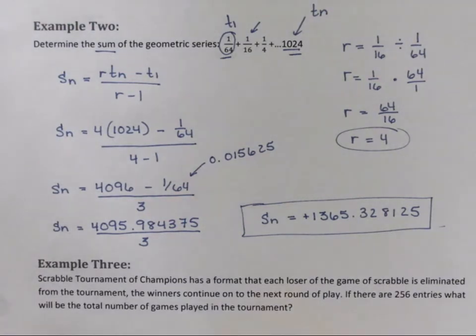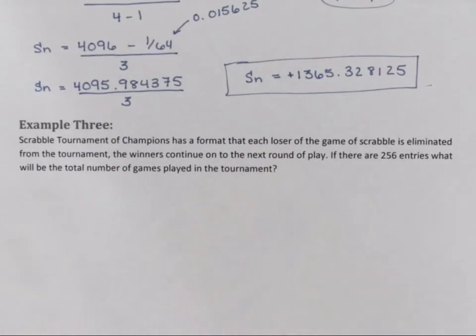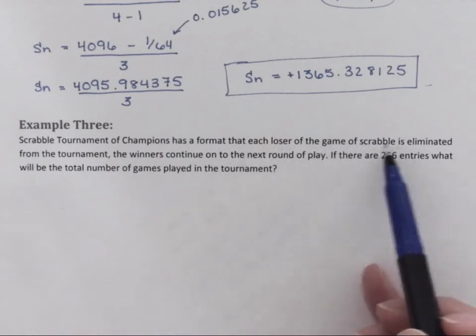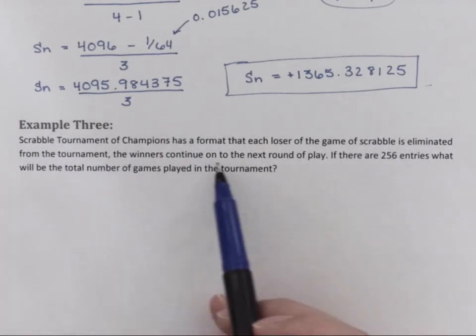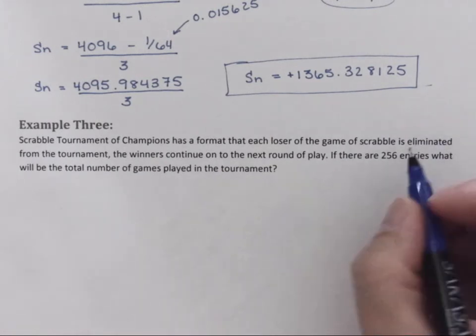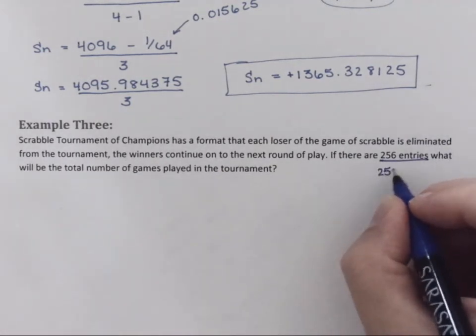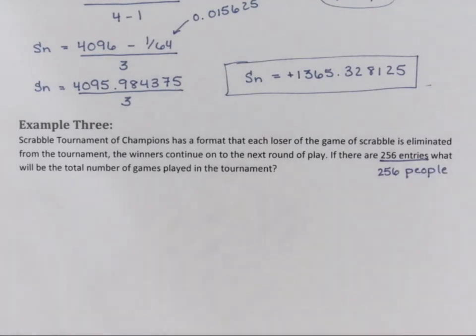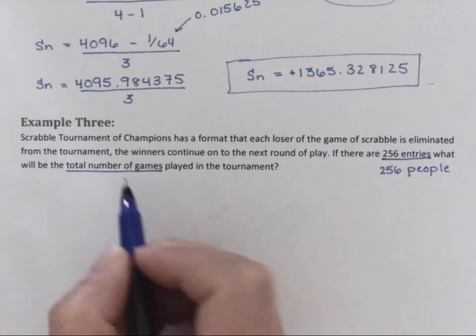All right, here we go. Word problems. It's just about extracting the information from them that you need. Okay, so Scrabble Tournament of Champions has a format that each loser of the game of Scrabble is eliminated from the tournament. The winner continues on to the next round of play. If there are 256 entries, so 256 people, what will be the total number of games played?